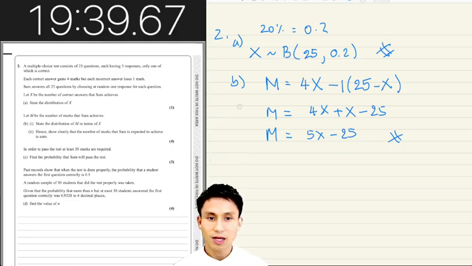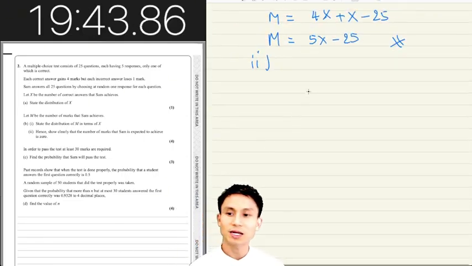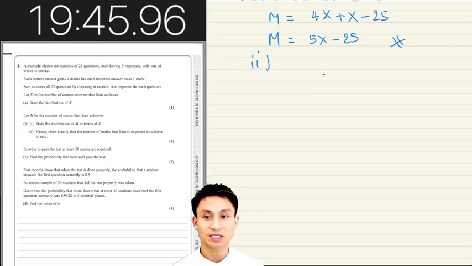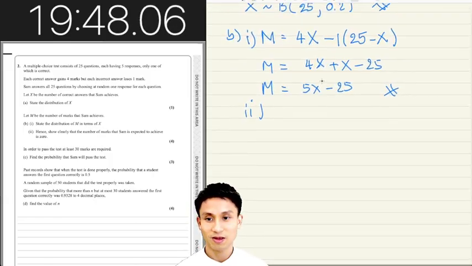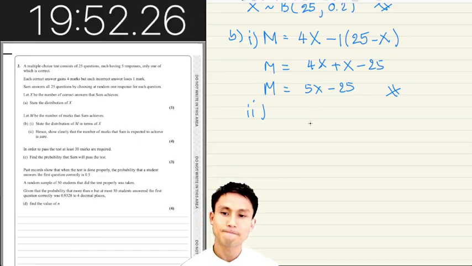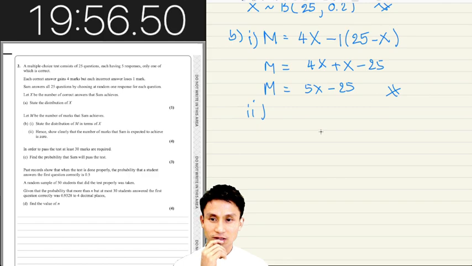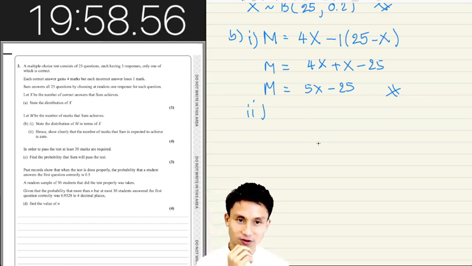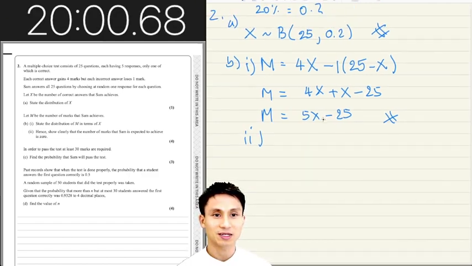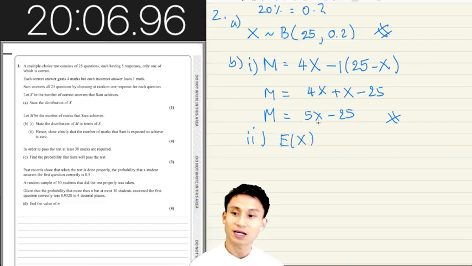Sorry, that's bi here, and this is ii. Hence show clearly that the number of marks that Sam is expected to achieve is 0. So this is expected score, okay? The number of marks that Sam is expected to achieve. So we got to do expected value here, but let's find expected value for the x first, and then we can plug it in here, right?